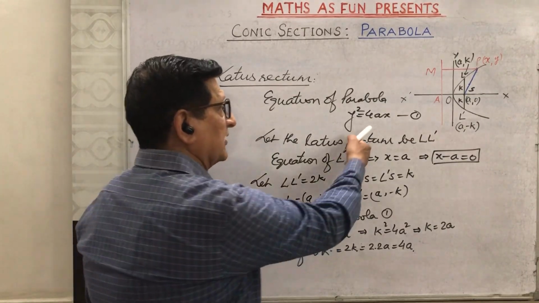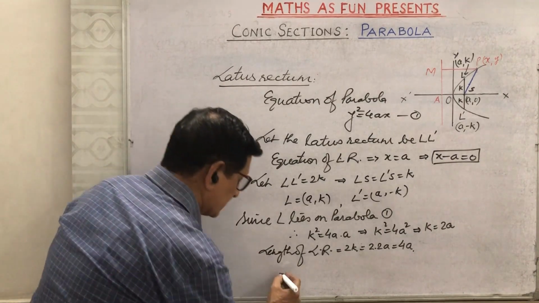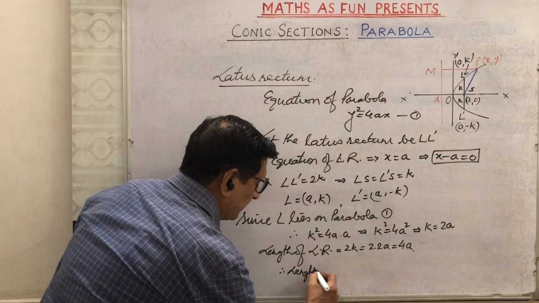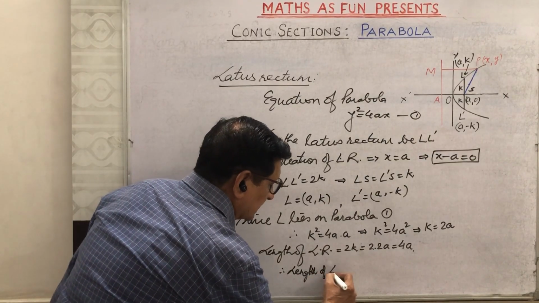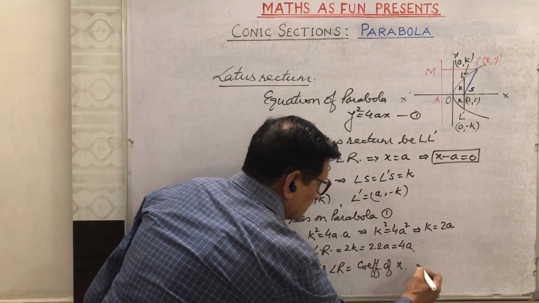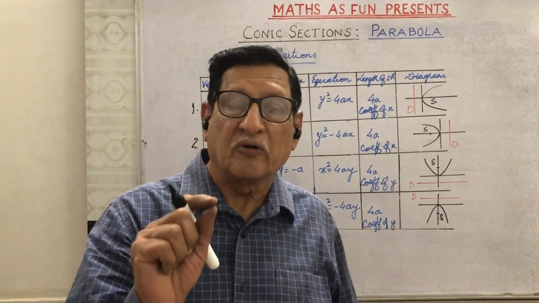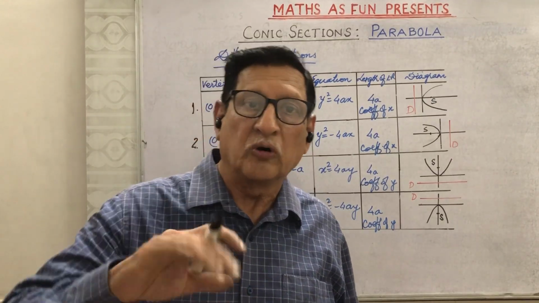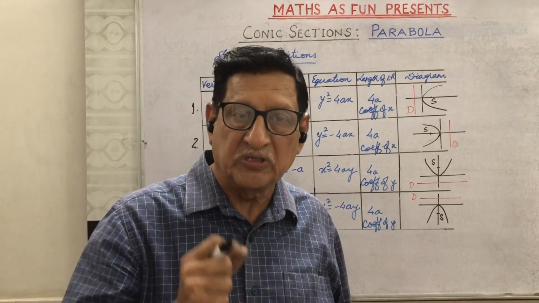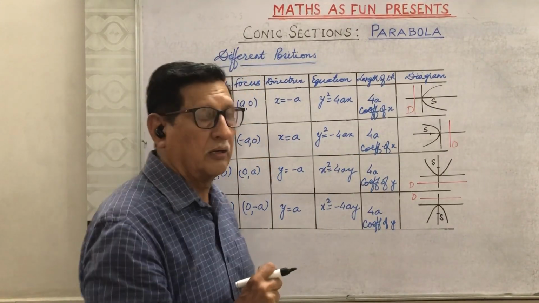Can we also remember it like this? This is the coefficient of x here. So we can say that the length of the latus rectum is equal to the coefficient of x in the equation. If the position of the parabola is changed, then how will the equations and different parts change? We will understand this in the form of a table.